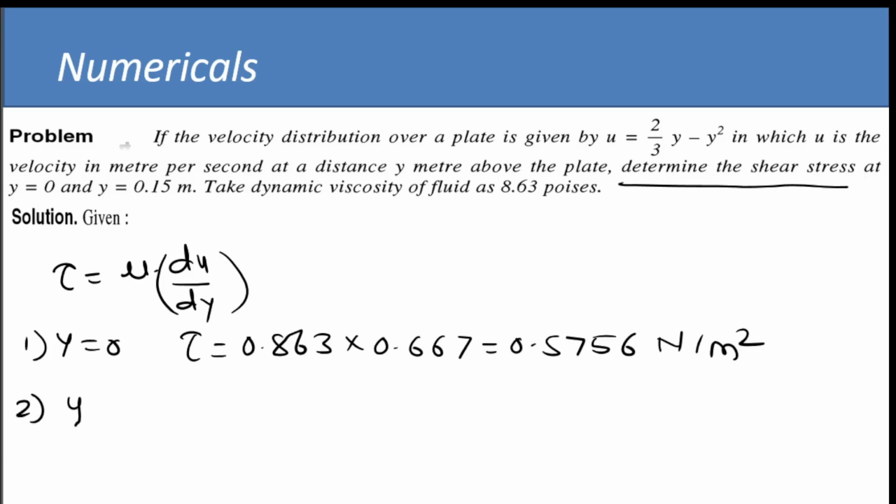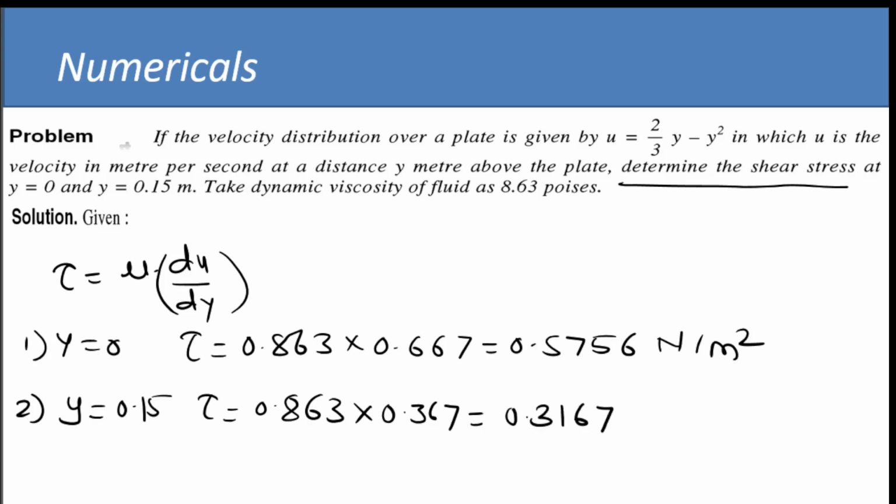Next is y is equal to 0.15. So tau is equal to putting the value of mu 0.863 into the value of du by dy, which is equal to 0.367. So tau becomes 0.3167 Newton per meter square.